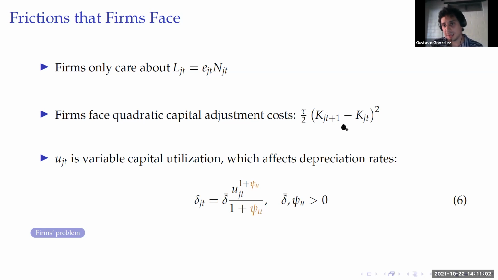And these are going to be the standard way that you see in RBC models. And UJT is going to affect the depreciation rate. There's nothing surprising here. Inside U would be the coefficient associated to the convexity of this depreciation rate.